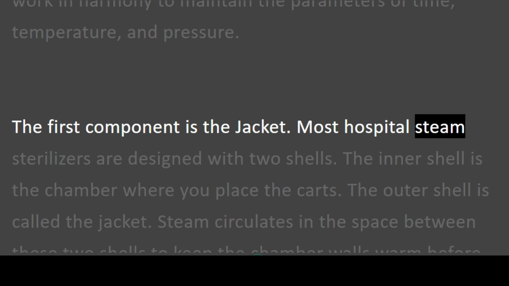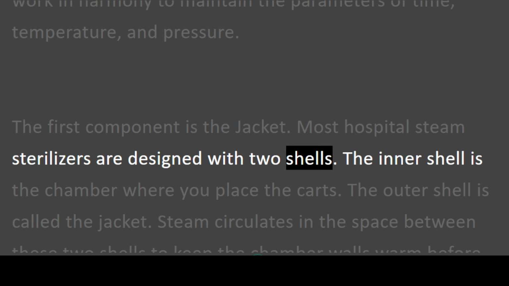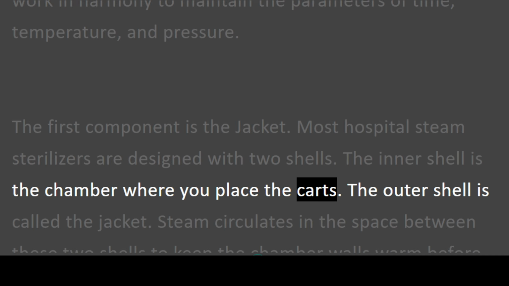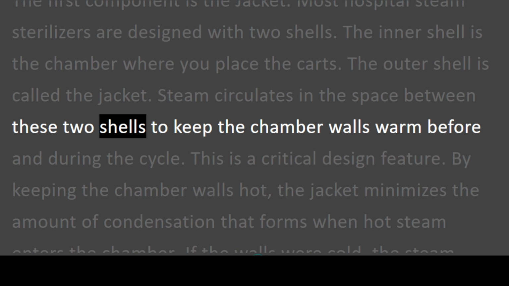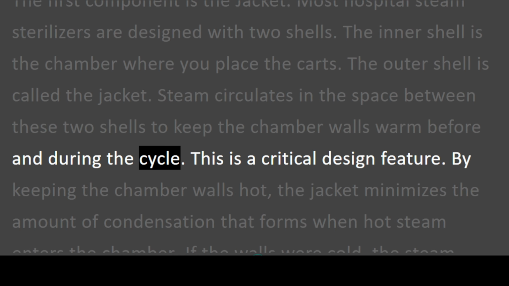Most hospital steam sterilizers are designed with two shells. The inner shell is the chamber where you place the carts. The outer shell is called the jacket. Steam circulates in the space between these two shells to keep the chamber walls warm before and during the cycle. This is a critical design feature.